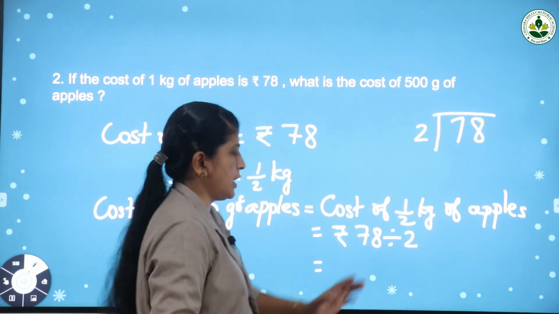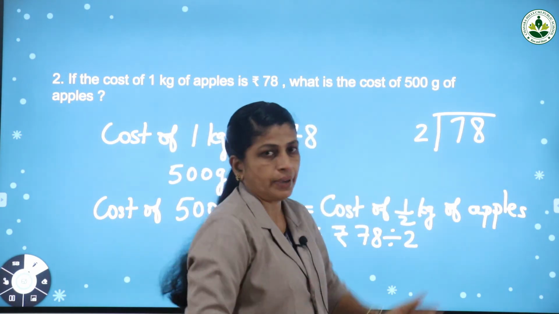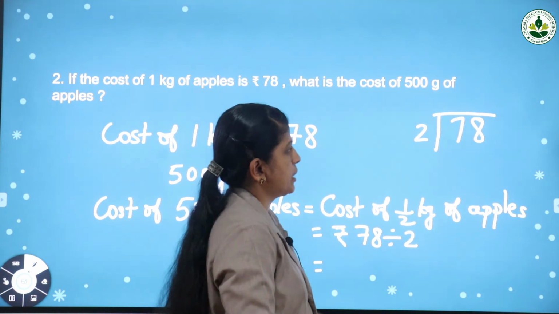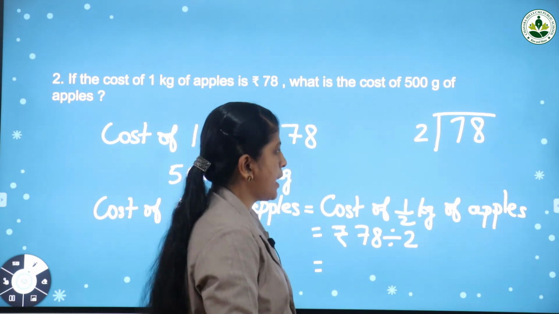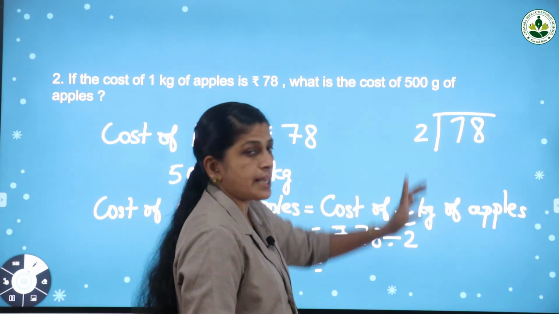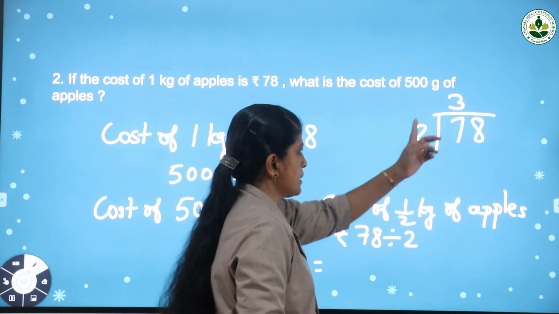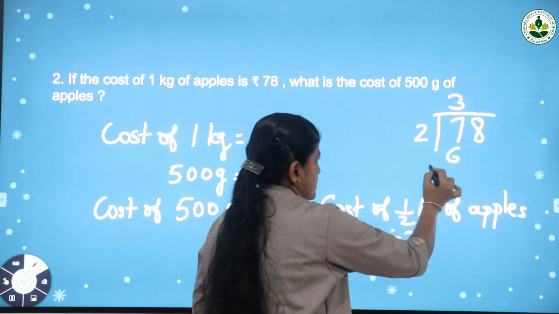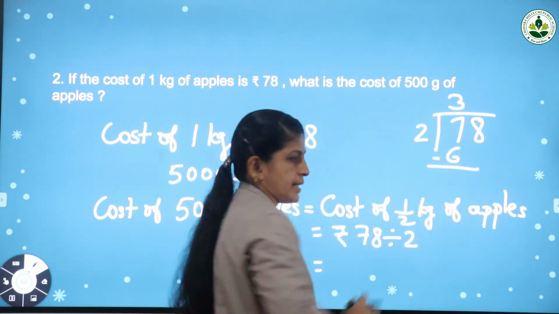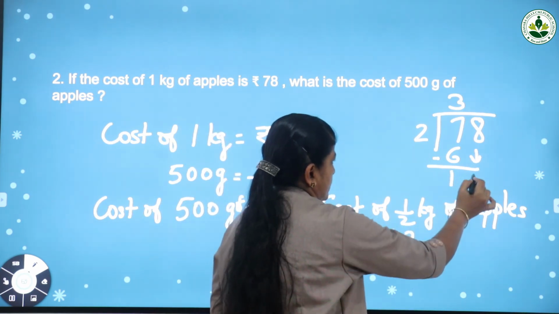Then take the first number 7. How many 2's are in 7? Say the multiplication table of 2 and find out how many times 2 goes into 7. 2 3's are 6. Therefore, write 3 in the quotient part. Then subtract 7 minus 6. 7 minus 6 is 1. Bring down the next digit 8.